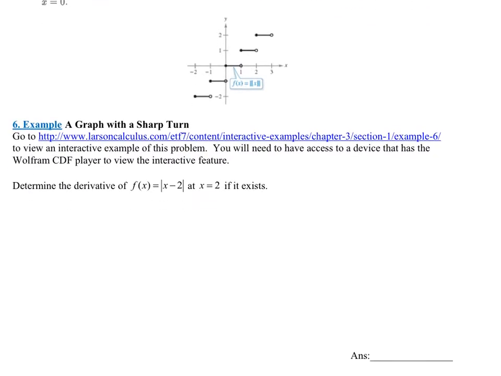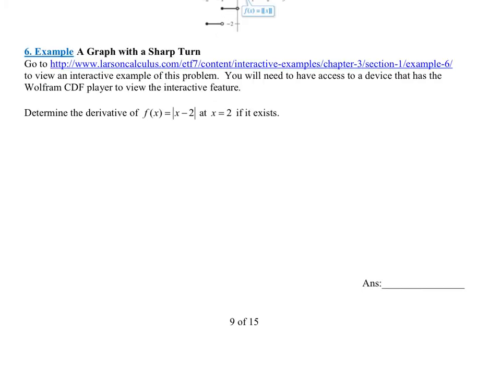All right, so example 6, again, an interactive version if you want to download that and plug it into the Wolfram CDF player. If you're a nice visual learner, that will help you out. It says determine the derivative of f of x equals the absolute value of x minus 2 at x equals 2 if it exists. So let's take a look and remind ourselves. We've seen this function several times in the limit sections. We saw this in the different review packets that we've done.